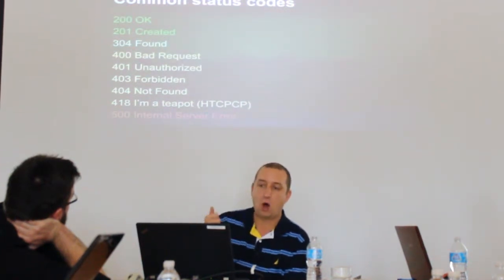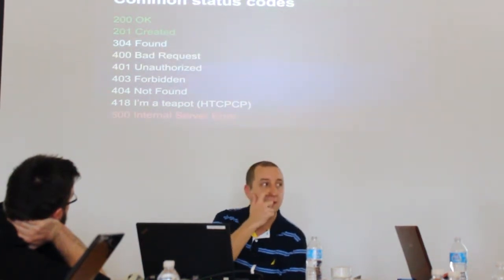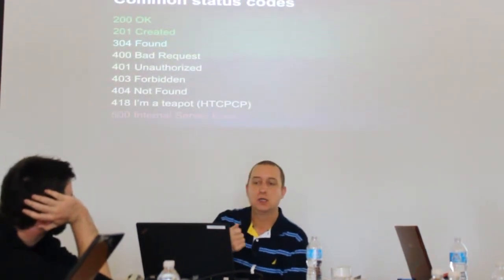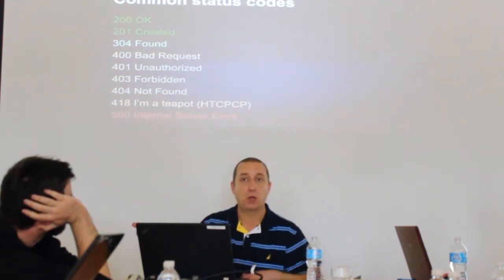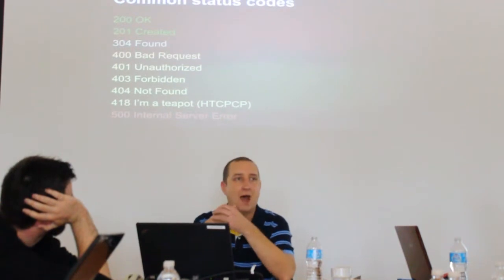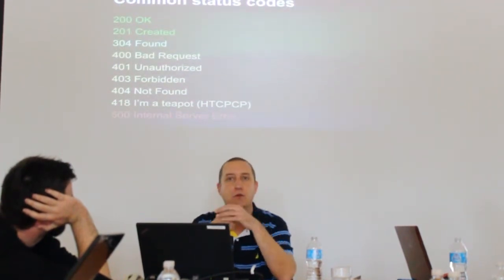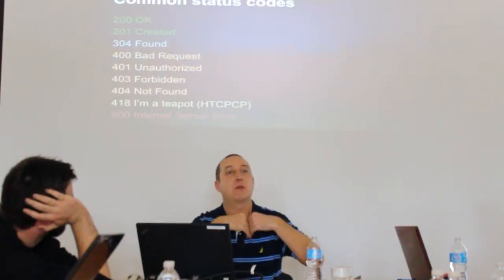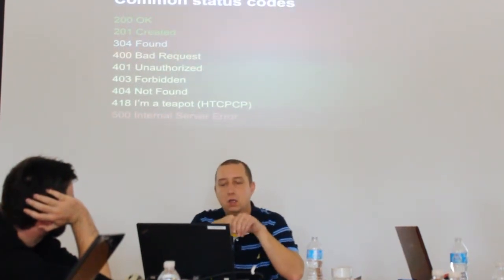So here are all the most common status codes that you'll find. 304 versus 302: 304 is temporary redirect, 302 is permanent redirect. 200 is the most common one you'll have. That's okay, everything went well, here's your response. And these status codes will always come back from the server on the response.